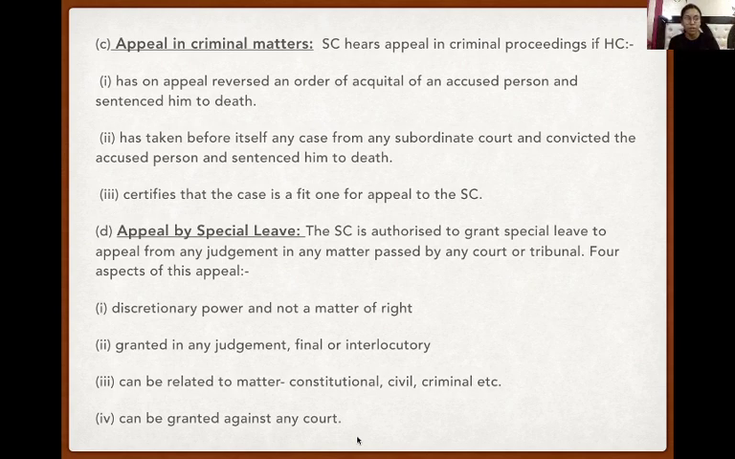You can file your special leave petition in the Supreme Court, and if the Supreme Court finds reasonable doubts about your case, if it finds that you are being reasonable, then the Supreme Court can hear your case under special leave. I hope this is understood.